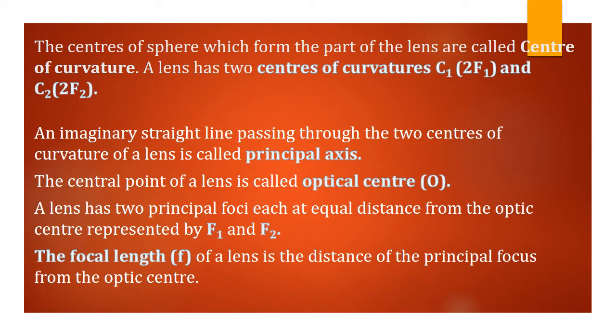So let us define. The centers of the spheres which form the part of the lens are called centers of curvature. A lens has two centers of curvature, C1 or 2F1 and C2 or 2F2. An imaginary straight line passing through the two centers of curvature of a lens is called its principal axis. The central point of a lens is called the optical center, noted by the capital letter O. A lens has two principal foci, each at equal distance from the optic center, represented by F1 and F2. The focal length, small f, of a lens is the distance of the principal focus from the optic center.